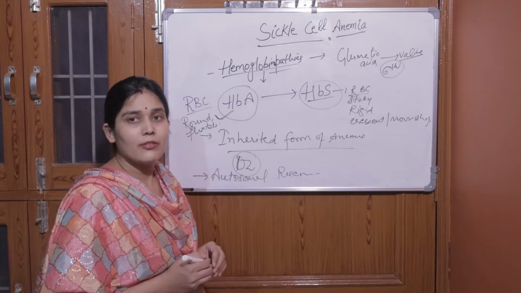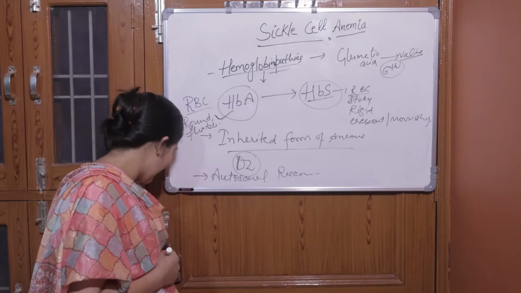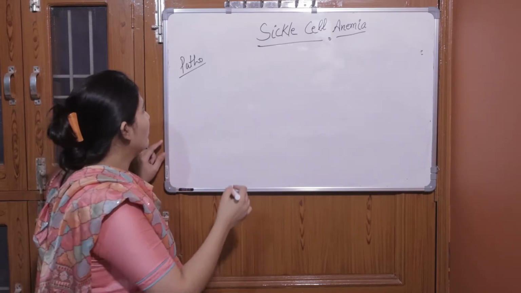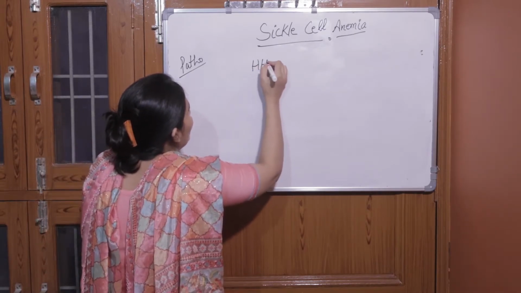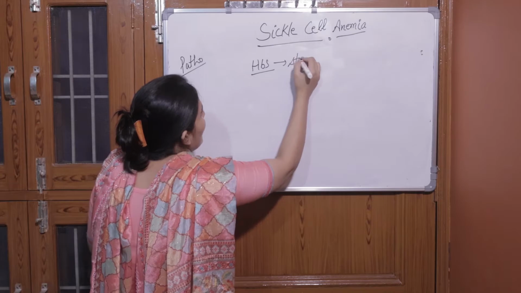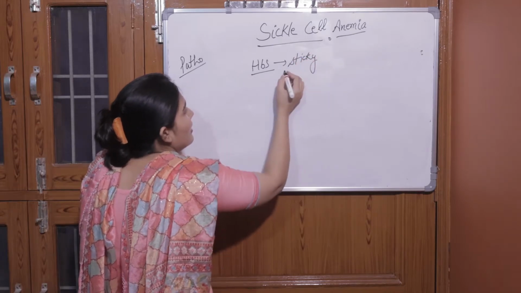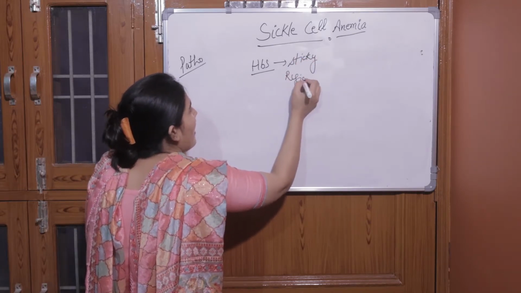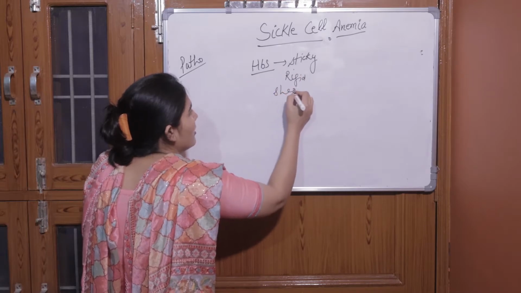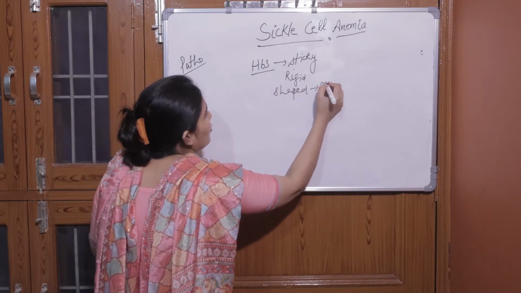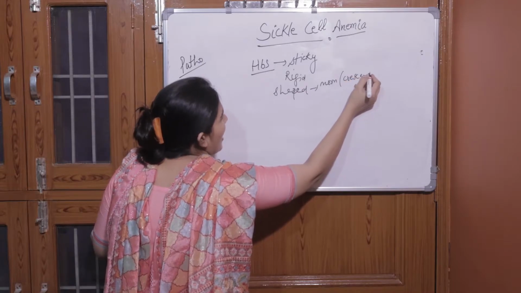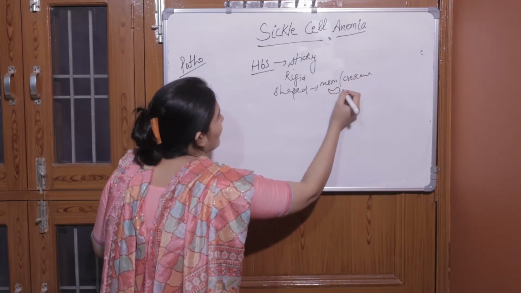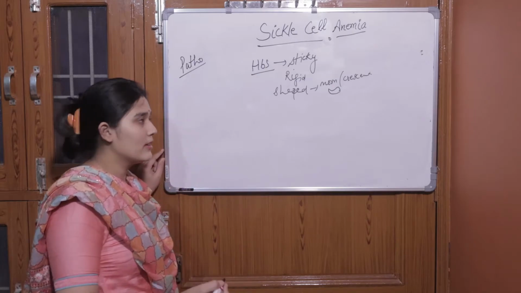Now we will discuss the pathophysiology of sickle cell anemia. In sickle cell anemia, with hemoglobin S, the RBCs are getting sticky in nature, they are rigid in nature and the shape is also changed. From round, it is getting a moon shape or crescent shape. Crescent shape is a half moon like shape. So the shape of the RBC is changed.